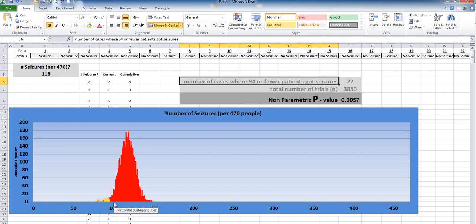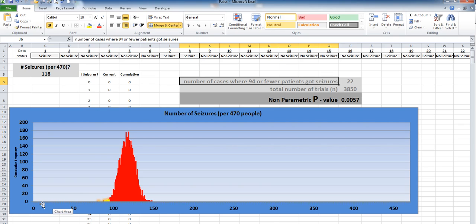Well, would 95 then surprise you more or less? Would 96 surprise you more or less? Would 100 surprise you more or less? Those numbers wouldn't surprise you more because they're getting closer to the average value of 117. What would surprise you more would be the values that are more extremely low than 94: 93, 92, 91, 90, 50, down here, 50, 25, 20, 15.